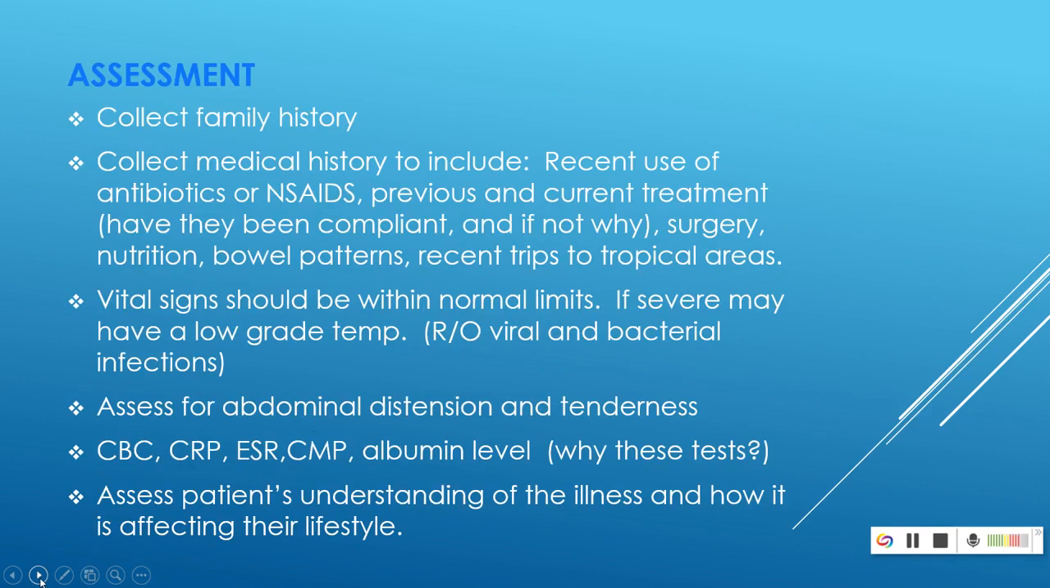Assessment. Well, we need to collect family history because didn't we say that it possibly could be genetic? If it's genetic, we need to find out. Anybody else in your family experienced this? Recent use of antibiotics or NSAIDs, because those can cause inflammation of the colon. We need to make sure, is this actually ulcerative colitis, or could we relate this to something else? Ask about surgeries, any type of colon surgery.